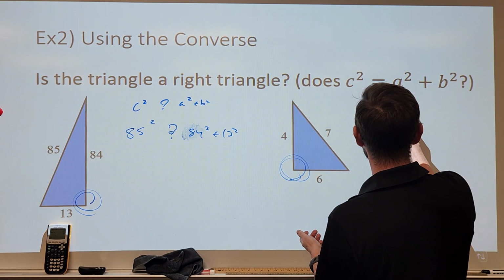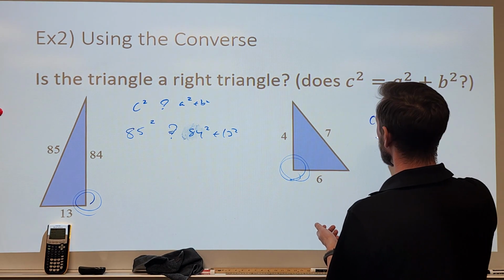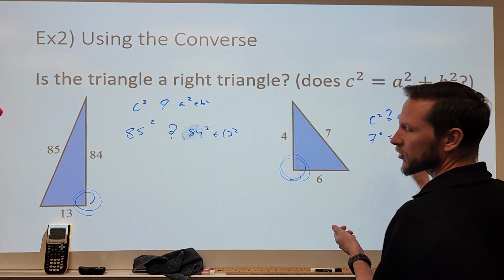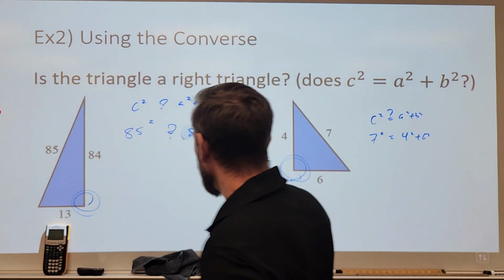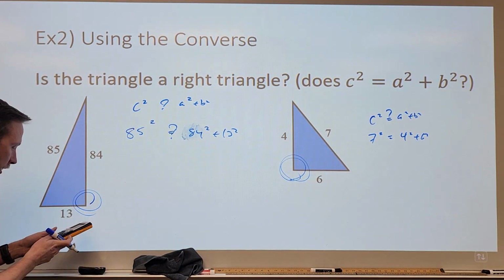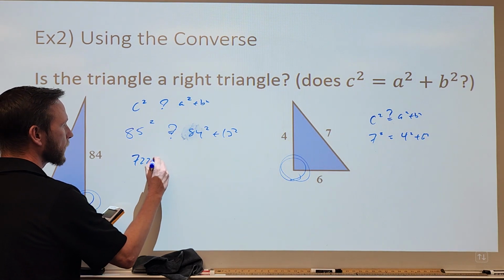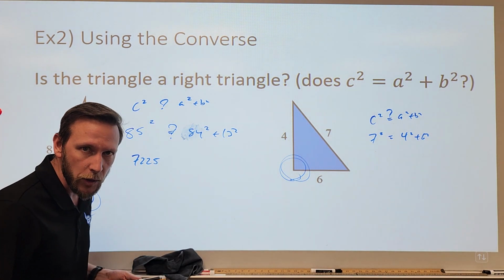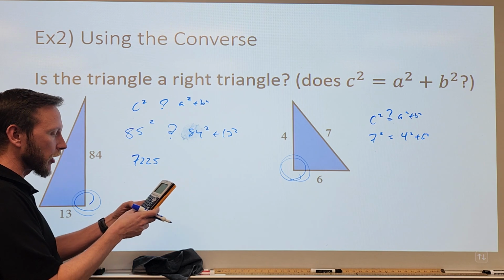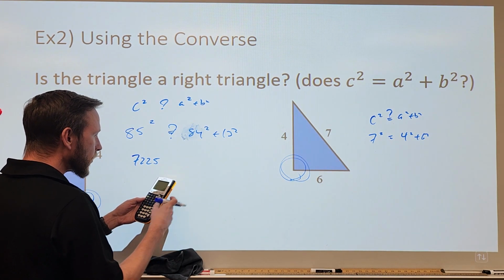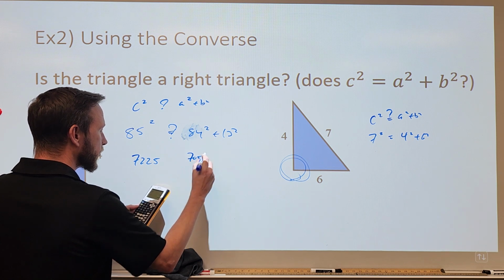Does c squared equal a squared plus b squared? Does 7 squared equal 4 squared plus 6 squared? When you ask that question, you should be able to answer definitively yes or no. Now, you might not know what 85 squared is, but your calculator can multiply that. You do not need to spend time doing long multiplication to draw that out. Let your calculator do that work. 84 squared, whoops, is going to give us 7056.